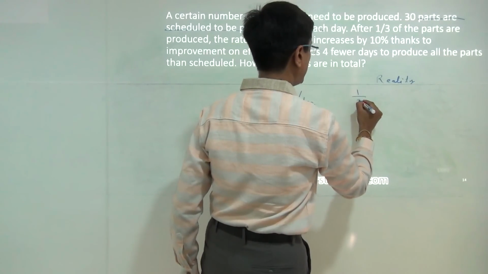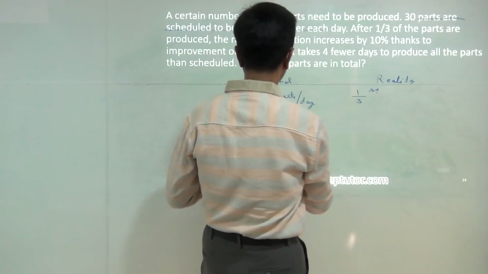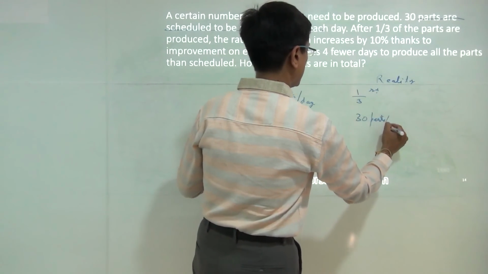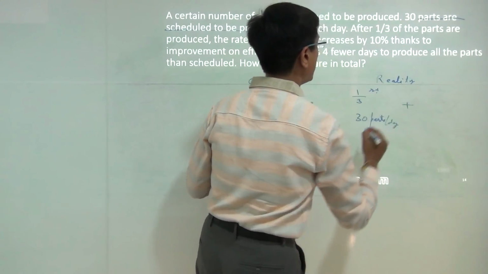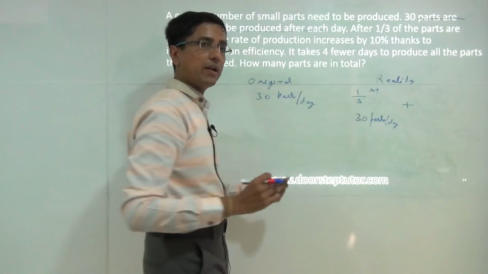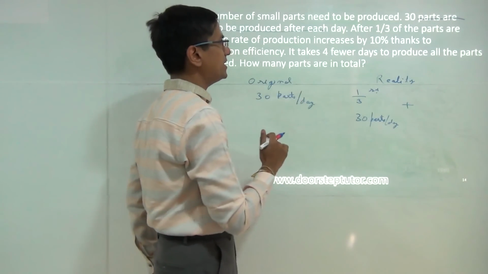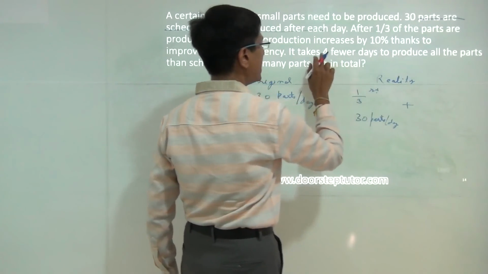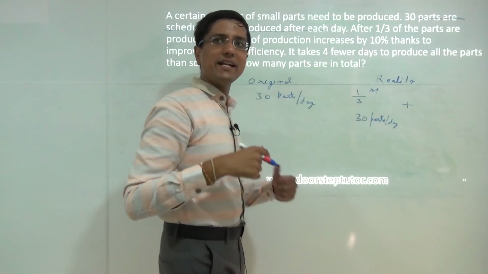We were able to produce 1/3 of the parts at the rate of 30 parts per day, and then 2/3 of the parts we were able to produce at increased efficiency. What was that increased efficiency? Originally we were producing 30 parts per day, but now we increased the efficiency by 10%.